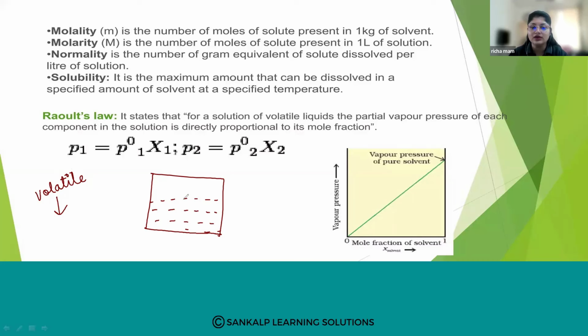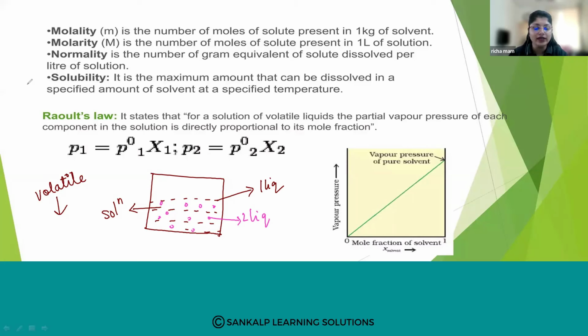Now this is a solution, right? Because if only one liquid is present, it is called a pure liquid. Now two types of liquids are present, so this is a solution. I'll mark this as liquid 1, and with another color I'll mark this as liquid 2. Both these liquids are volatile in nature, so two types of vapors are formed.